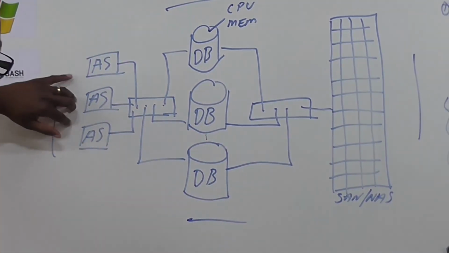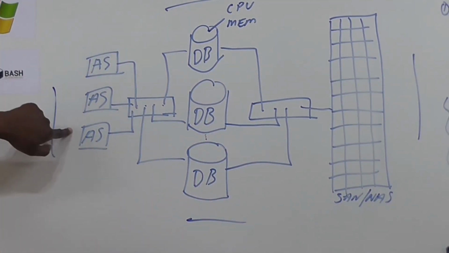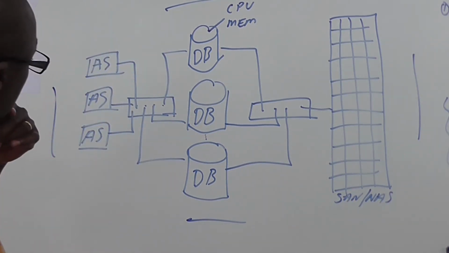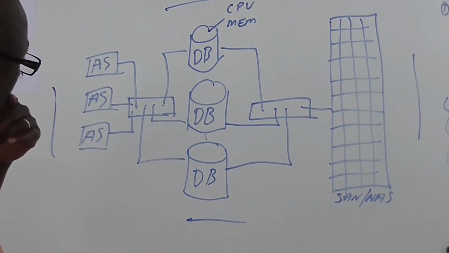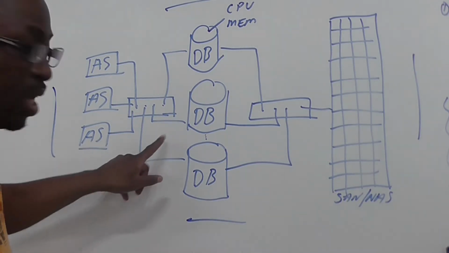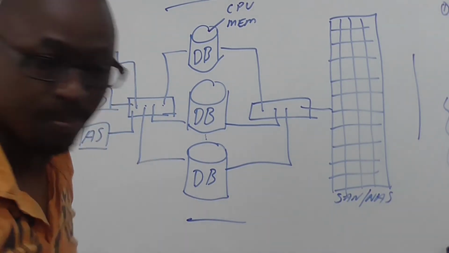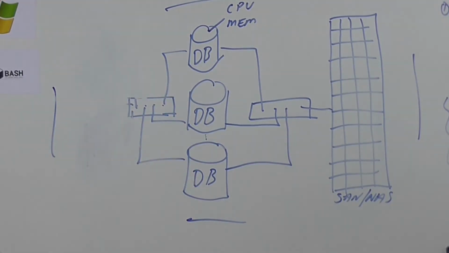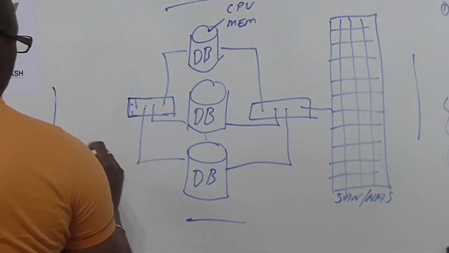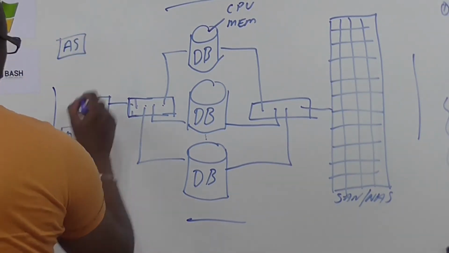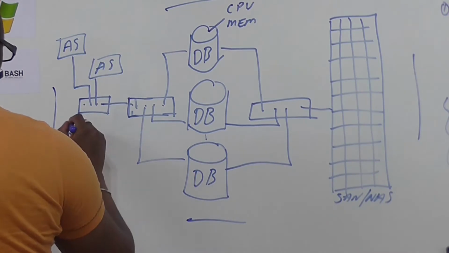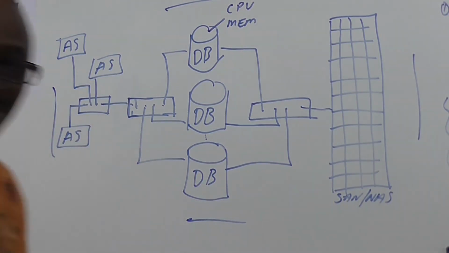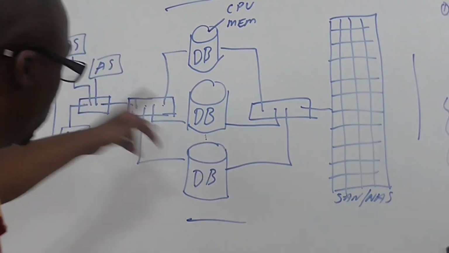So what are these 3? AS stands for application server. Now, looking at this model, I would actually break this up and put another switch in here. So basically, we have 3 switches. This is, if you really want an official way of doing it, these 3 switches.